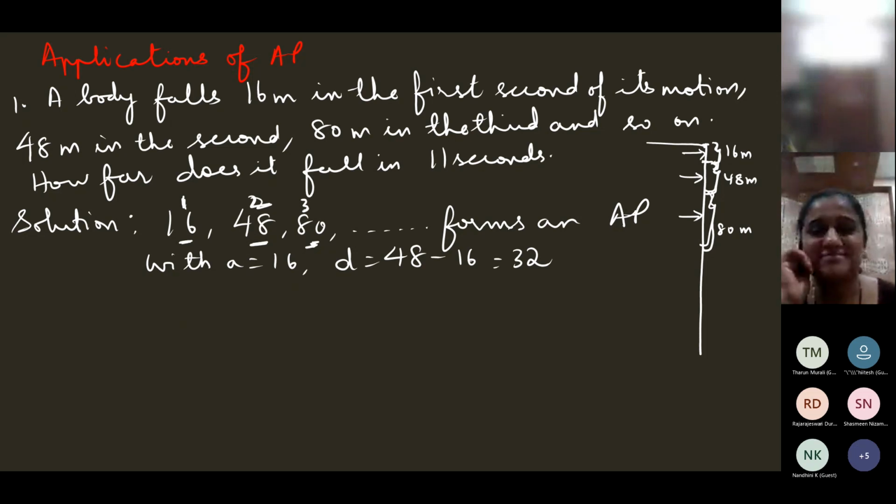Did not understand? Confusing, ma'am. A11, because since A1 is 16, A2 is 48, A3 is 80. The total distance traveled in 11 seconds will be A11, while S11 will give the sum of all the distances, like all the terms, and that would lead to repetition. So 16 plus 48, 48 also includes 16, so it will get repeated. So S11 is wrong. That means we have not interpreted the information correctly.